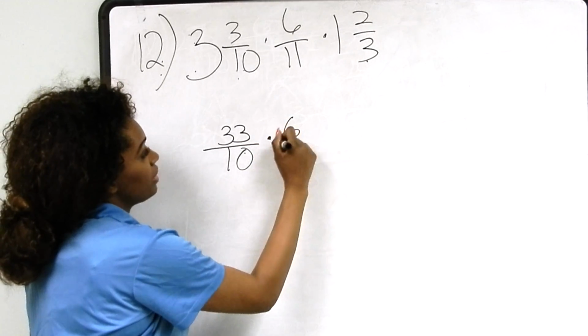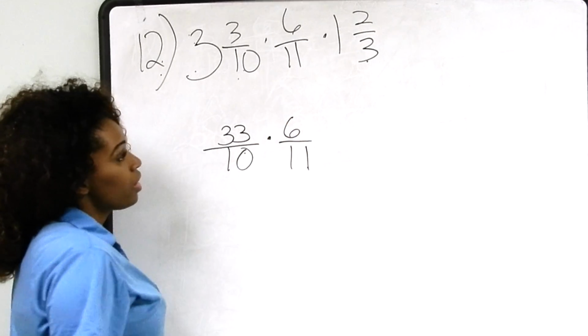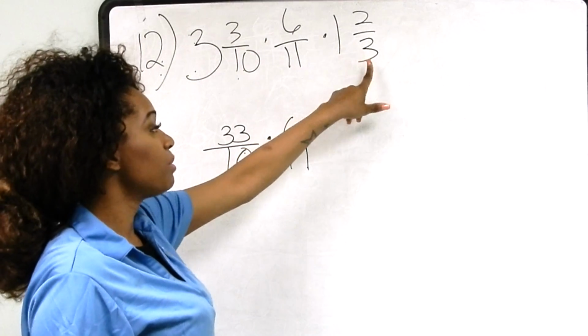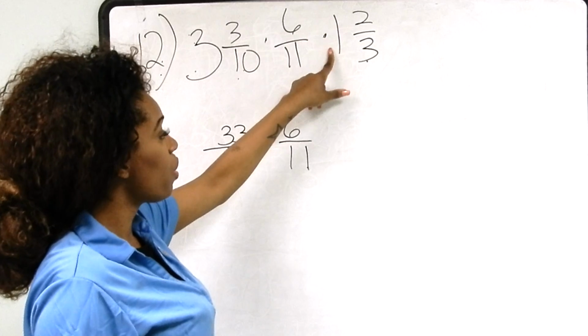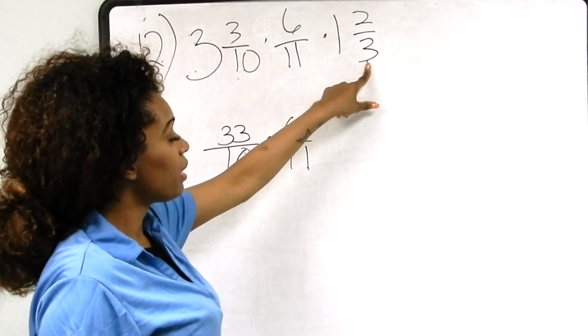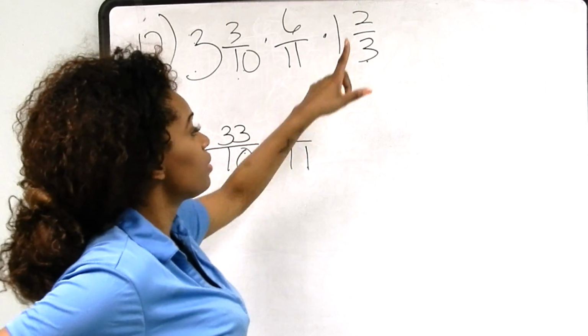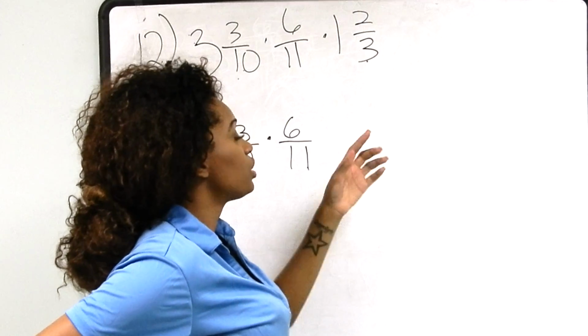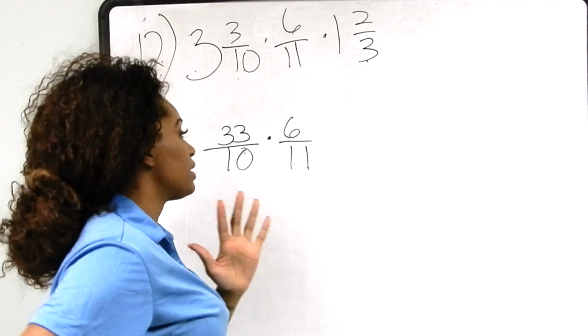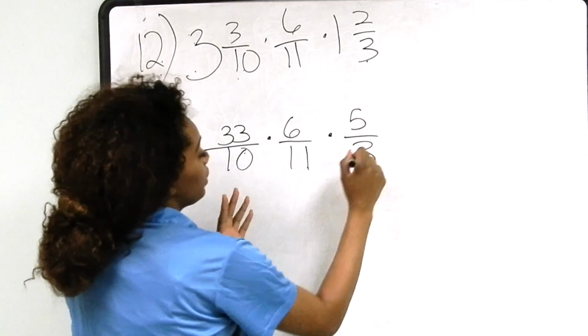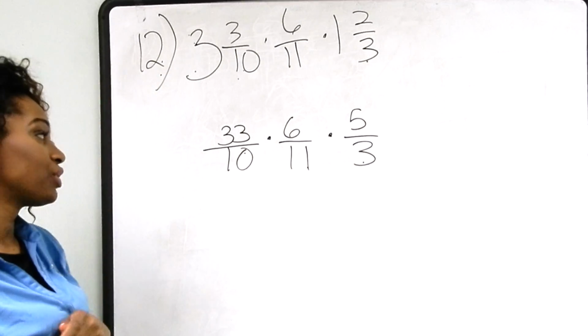6 over 11 stays the same. 1 2/3, you're going to multiply 1 times 3. So you multiply your whole number times your denominator again. So 1 times 3 is 3. Then you add the 2 in the numerator, which now becomes 5. So your fraction is now 5 over 3. Remember, your denominator will not change with improper fractions.